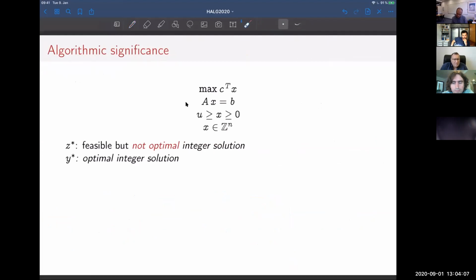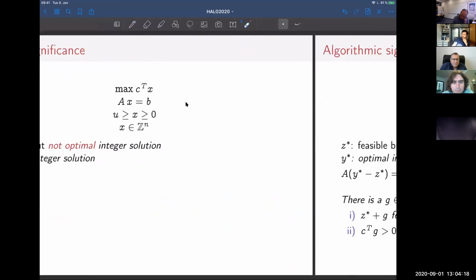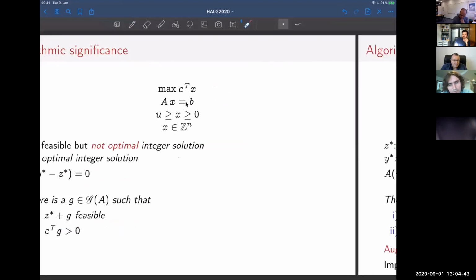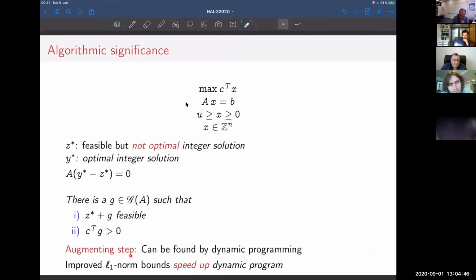And what is the algorithmic significance of Graver basis? Well, if you have a z star that is feasible but not optimal, and y star an optimal integer solution, then you see that A times (y star minus z star) is equal to 0. And there must exist a Graver basis element, because this vector can be decomposed into sums of Graver basis elements, such that z star plus g is feasible and the objective function value c transpose times g is larger than 0. And this means that we can perform an augmenting step.